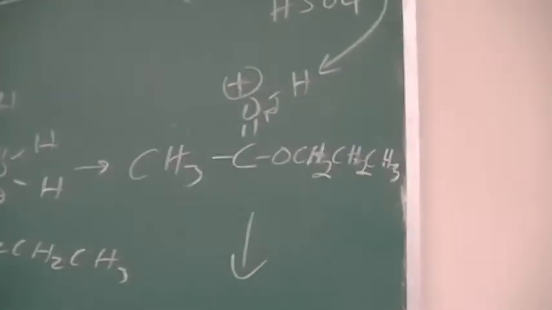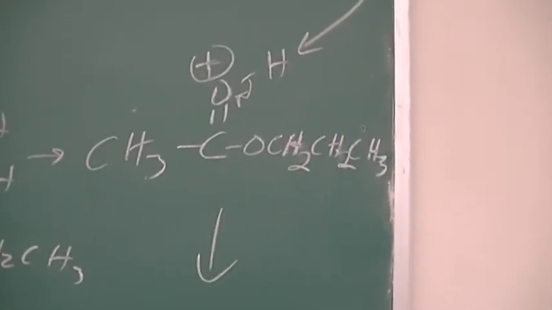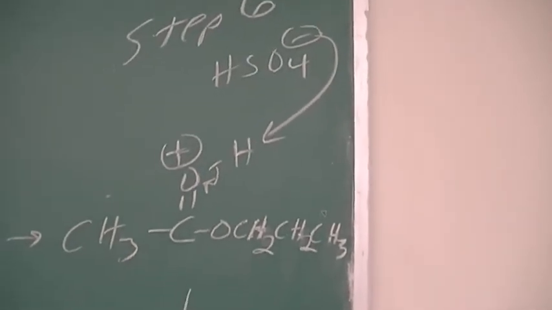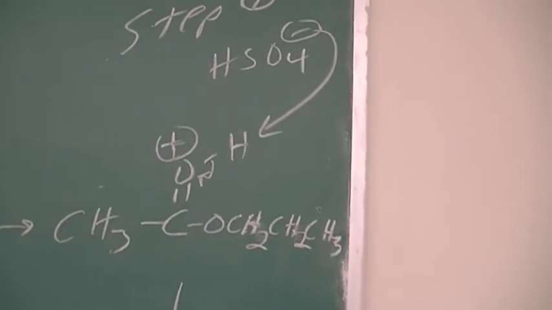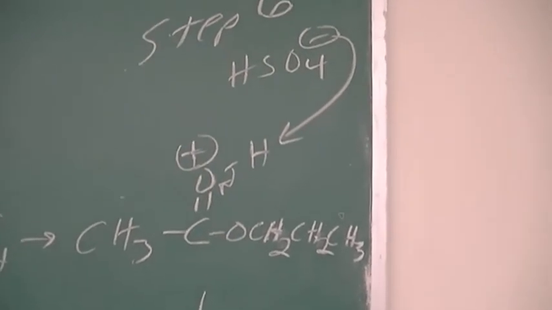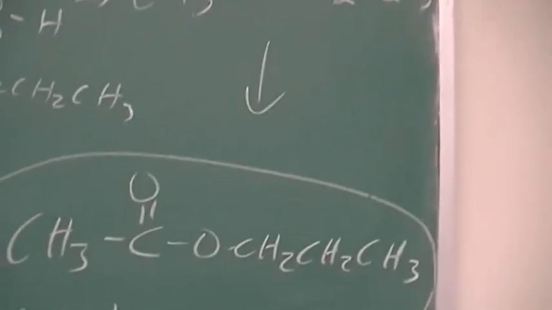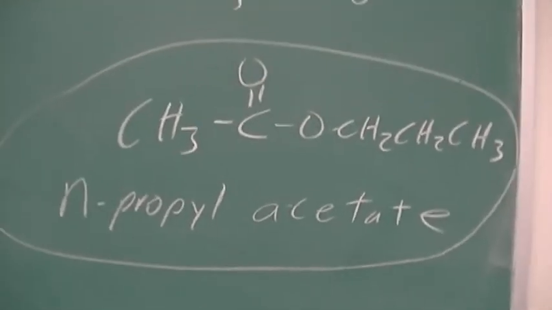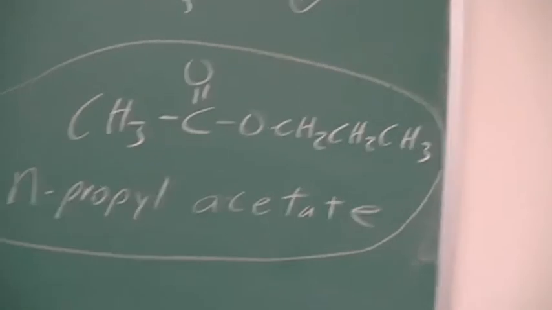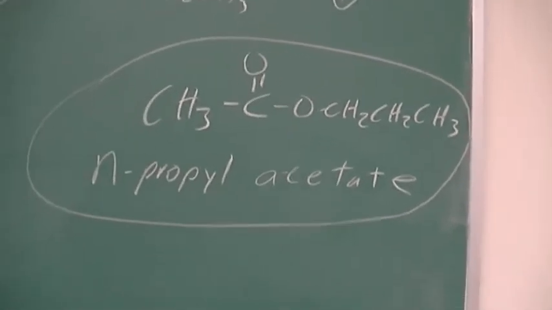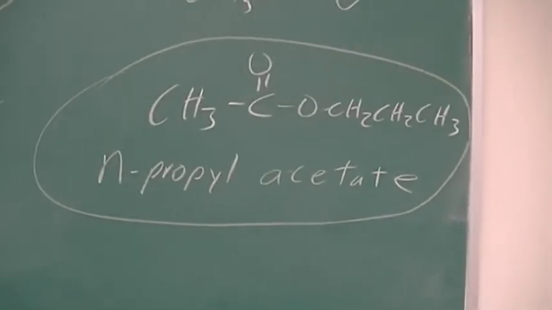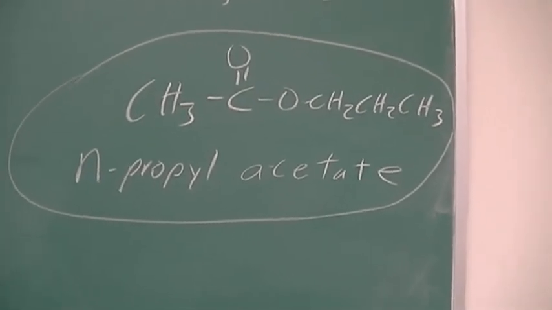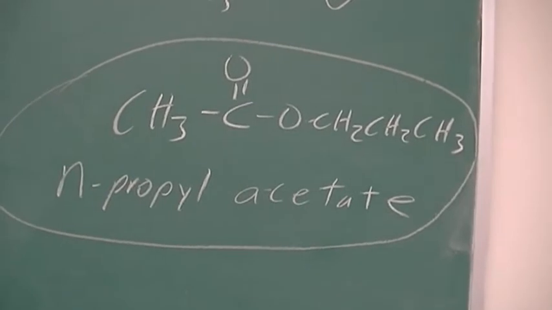All right, and so you have your structure here, and now I'm going to show the HSO4 minus. You should show it in its Lewis structure form that we got from step 1, and we're going to then get our product, and we're going to regenerate the sulfuric acid. Again, I don't show that. You have to balance every reaction. I give the organic products. All right, and so that is our N-propyl acetate. That is the product of this Fischer esterification.